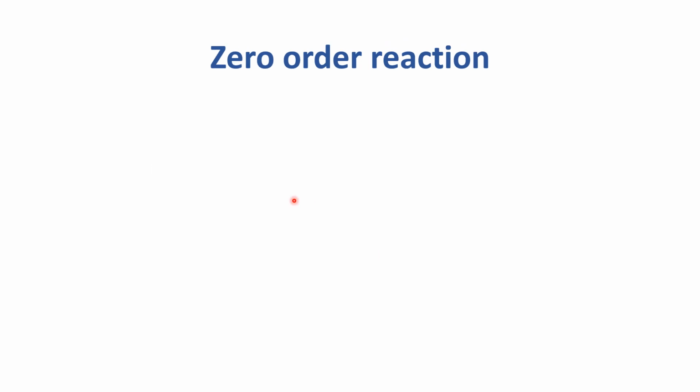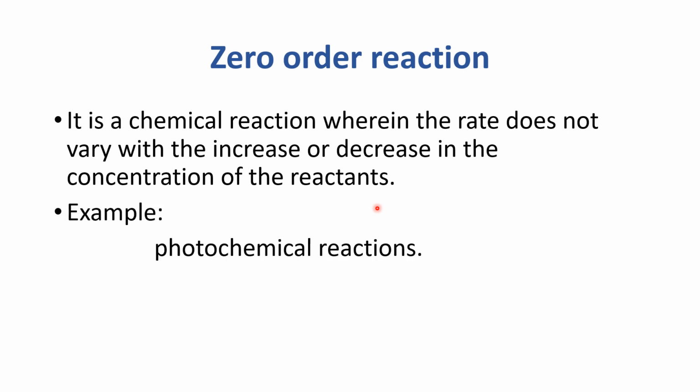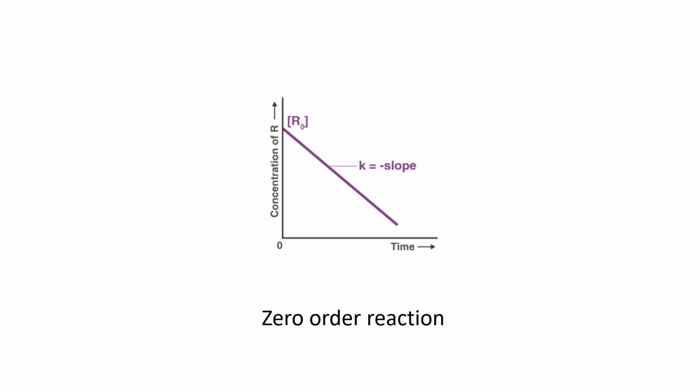Let's see the orders in detail. Zero order reaction is a chemical reaction wherein the rate doesn't vary with the increase or decrease in concentration of reactants, where the rate of reaction does not depend on concentration. For example, photochemical reactions like photosynthesis. In these reactions, the concentration of reactants does not affect the rate of reaction. Here is the graph for the zero order reaction.